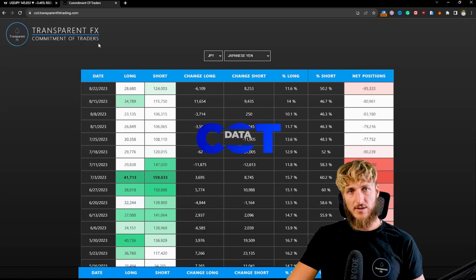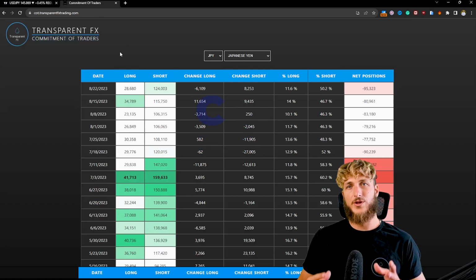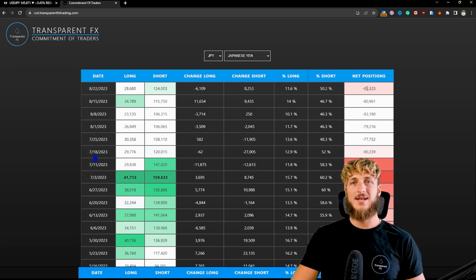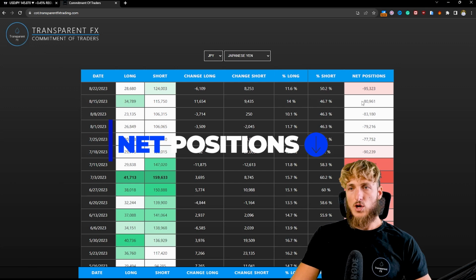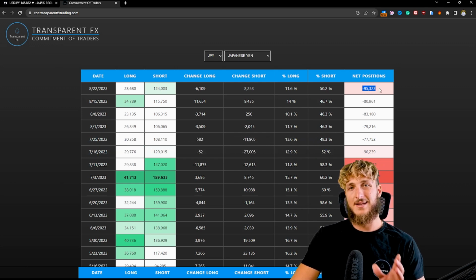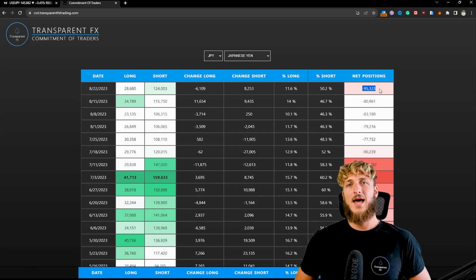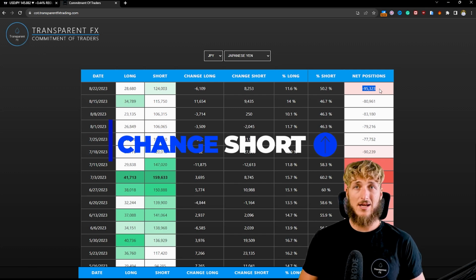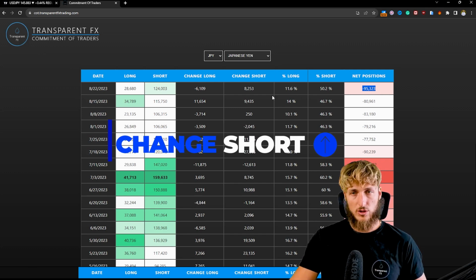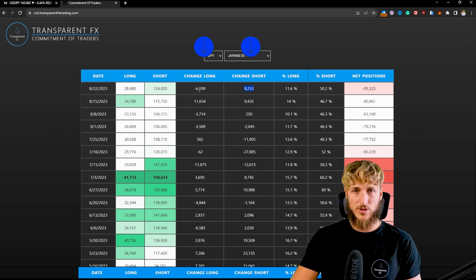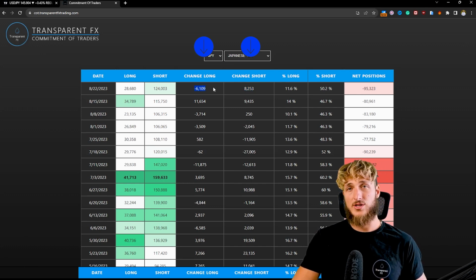Now, if we go and see what we have when it comes to the commitment of traders, so what institutions are doing in this market, what we can see is that with the last reports, net positions have been decreased. We went from minus 80.9k net positions down to minus 95k net positions, showing how institutions with the last report have been adding shorts and closing longs. In fact, if we look closer, we can see how we had 8,200 shorts getting added on the JPY with the last report and 6,100 longs getting closed.